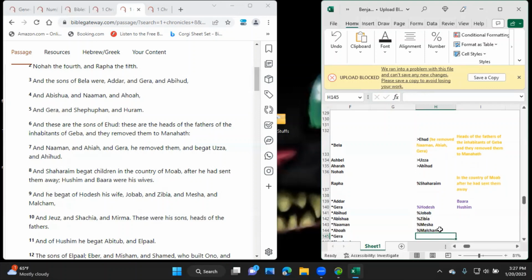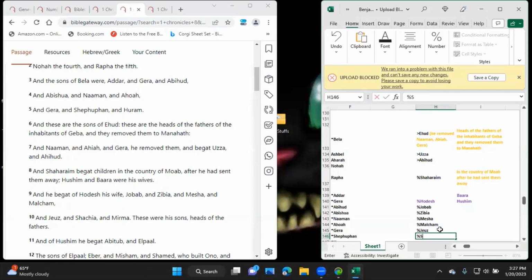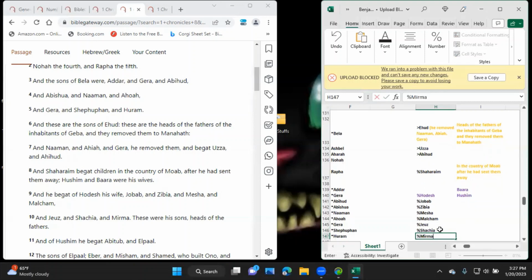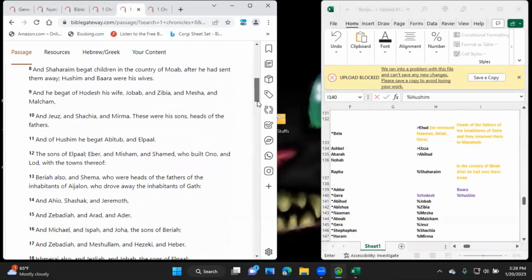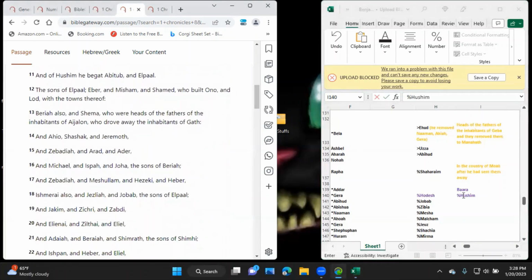Verse 10. For some reason, the audio Bible pronounces this Zeb, but that's not how it's spelled. And Shachia, and Mirma. These were his sons, heads of the fathers. And Hushim, verse 11, and this is where it gets really interesting.